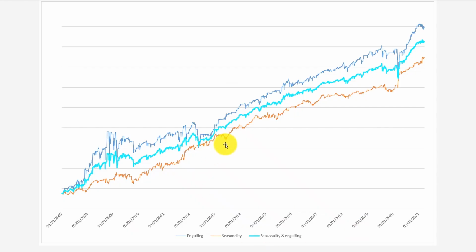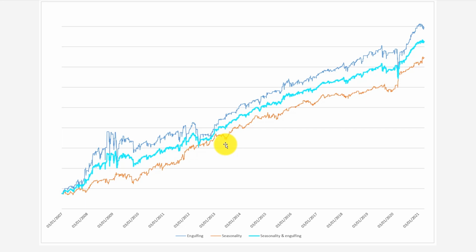And finally, this is a plot of daily equity curves. Orange is the seasonality edge trading on the SPY and TLT. Blue is the engulfing candlestick pattern traded on 3 different US stock ETFs. The turquoise line is both of these combined and traded in a small portfolio.